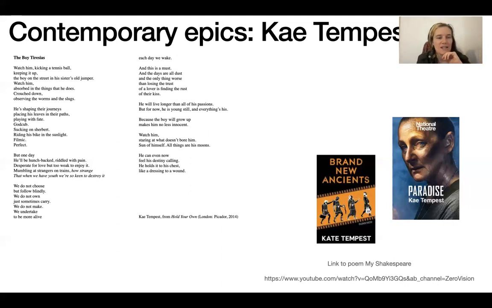And the way that this boy is shown as though he's a kind of god, she has this word, god cub, which is a really nice kind of neologism. And the way that this boy is observing the worms and the slugs, shaping their journeys, placing his leaves in their paths, playing with fate. So this is the role of the god, shaping the journeys of the worms and the slugs, who are like the mortal people. So I think this is a really nice example of how a myth is still alive in contemporary times.